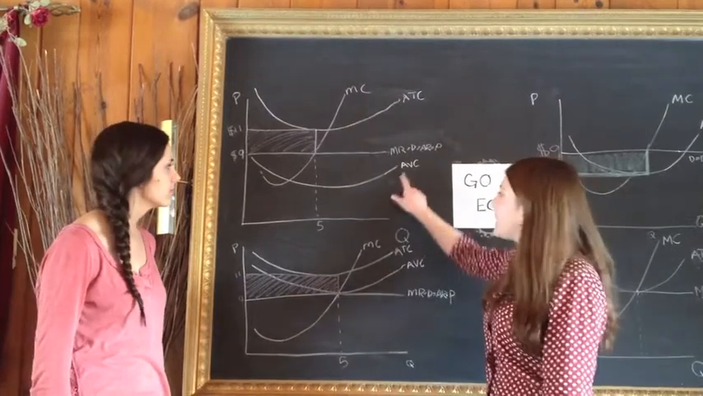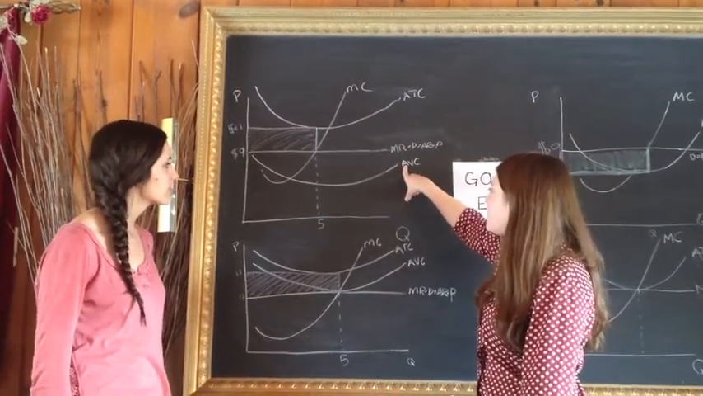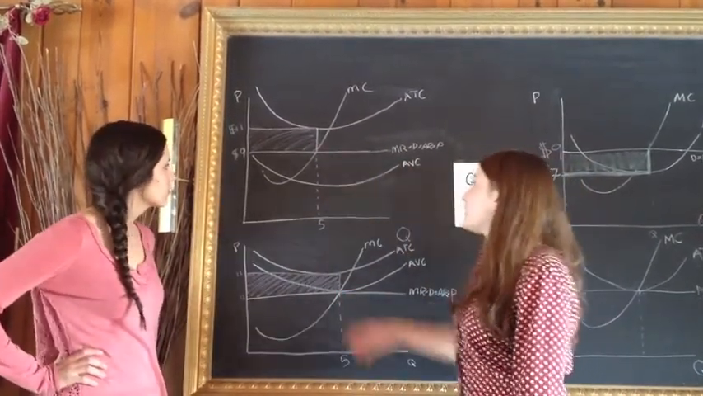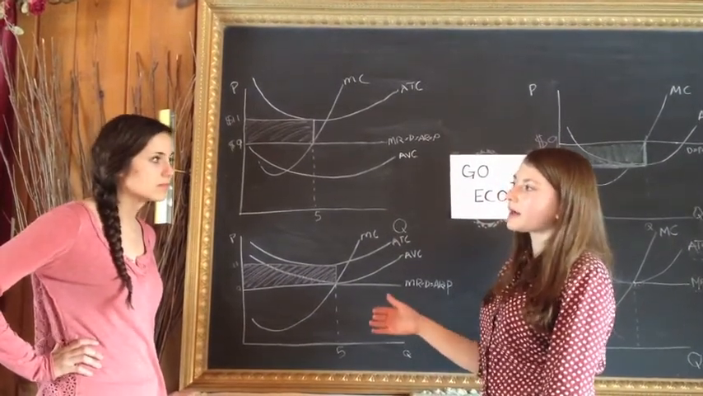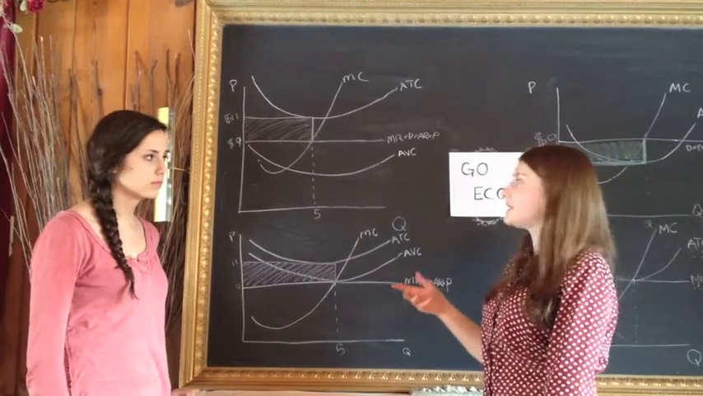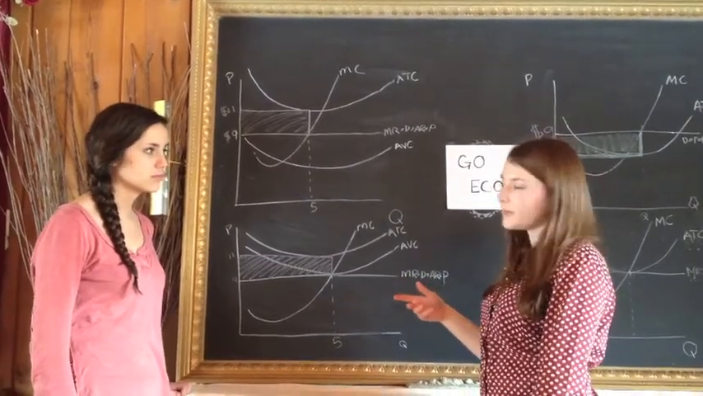This firm will stay in the market because its average variable cost is less than its marginal revenue. So it's still covering its average fixed costs, so leaving the market will make worse economic sense than staying in the market in the short term.